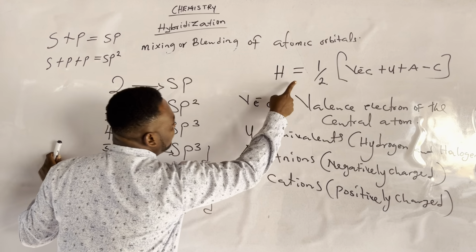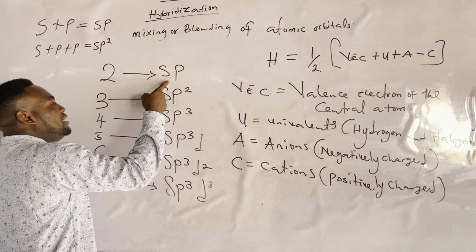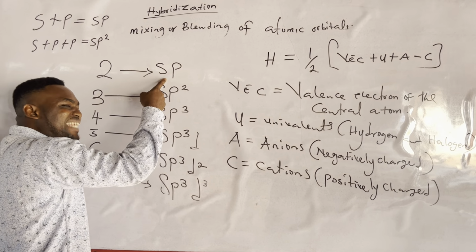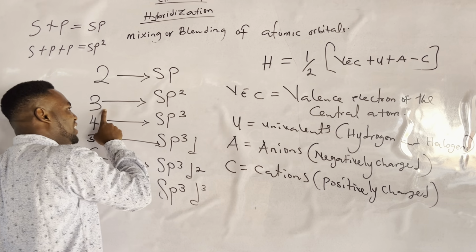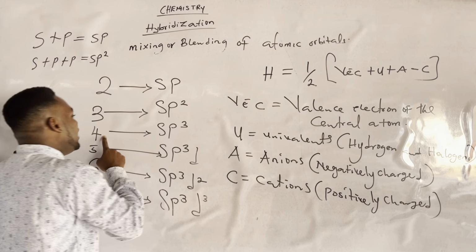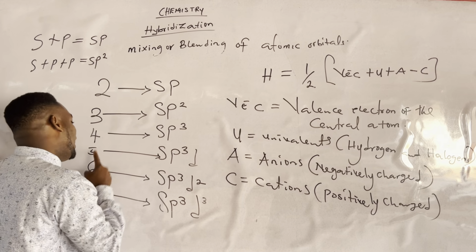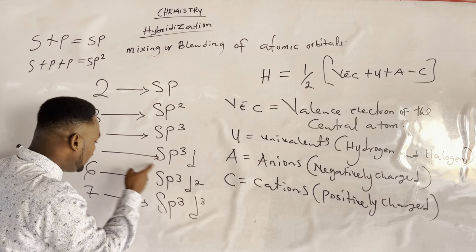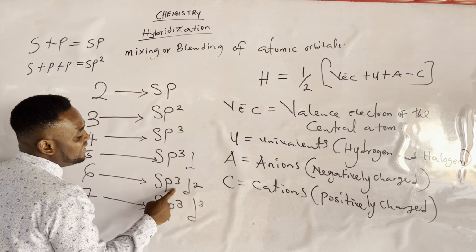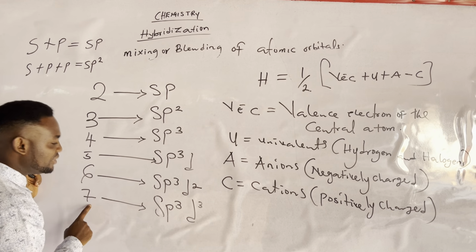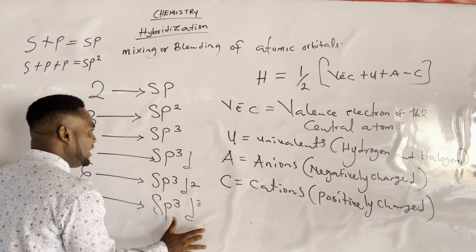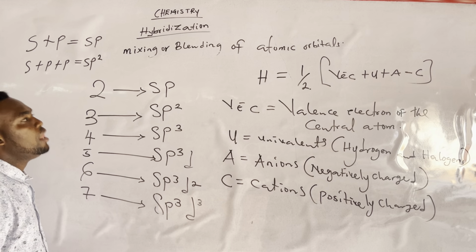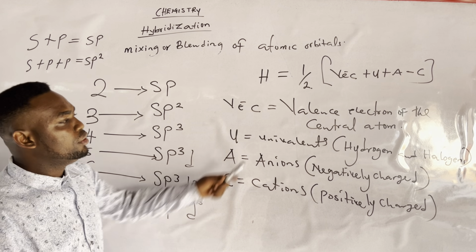If the answer we get from here is 2, then the molecule is going to be sp hybridized. If it is 3, it's going to be sp2 hybridized. If it is 4, we'll have sp3. If it is 5, sp3d. If it is 6, sp3d2. If it is 7, sp3d3. That's the hybridization. So to determine hybridization, you make use of this formula.